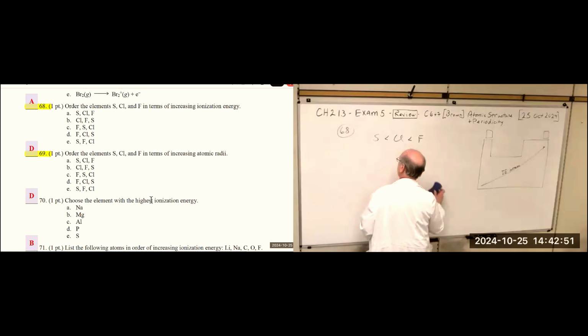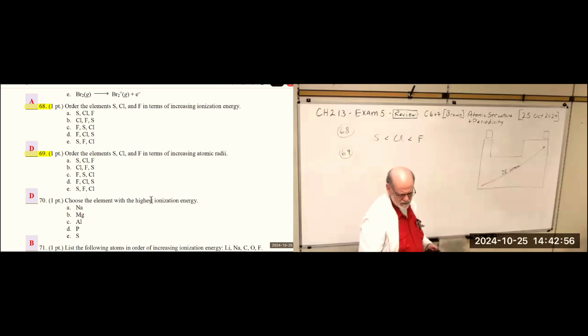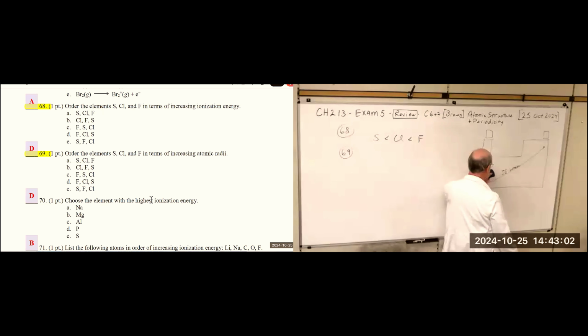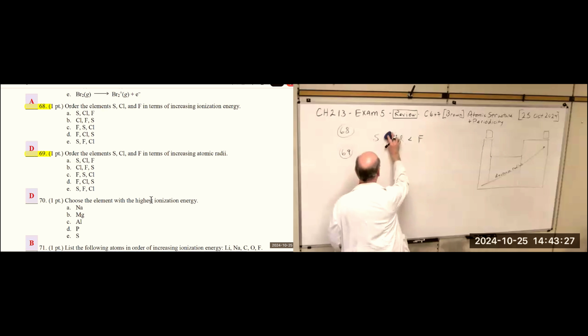Okay. 69. It uses the same set, doesn't it? Yeah, only this time we're talking about atomic radius. So what's the trend for atomic radius? Well, it works pretty well for the representative elements. As we go from lower left to upper right, we decrease radius. So that tells me that the order should be reversed.